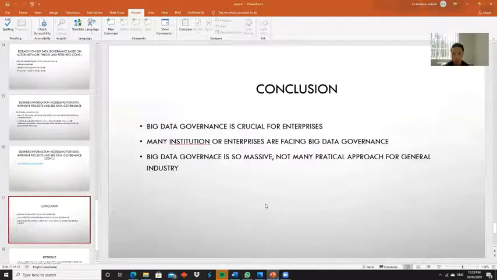We come to the conclusion. So, big data governance is very crucial for companies because they have so much data, so they need to manage it. Also, not only enterprises, so many institutions are facing big data governance, like government or non-government. Also, there are not many practical approaches for specific industry or general industry.